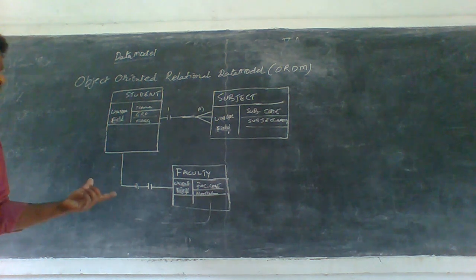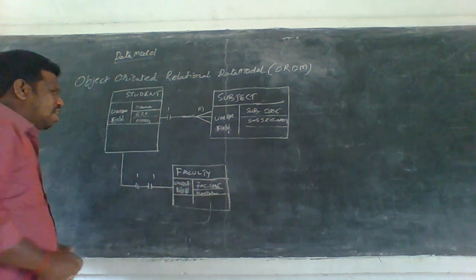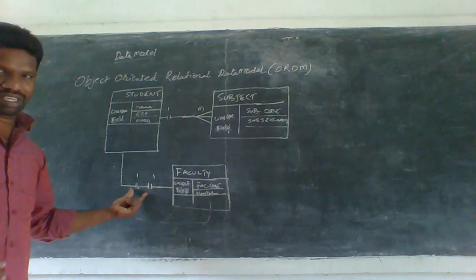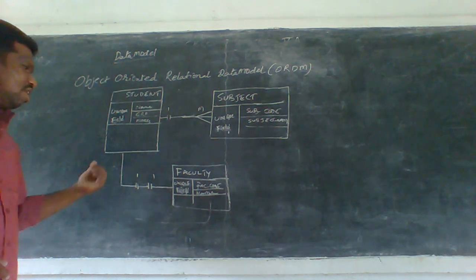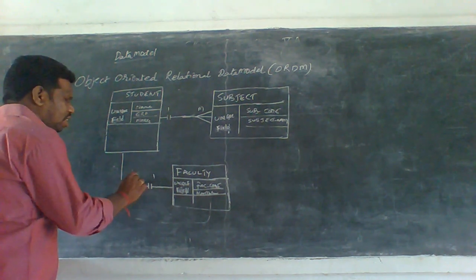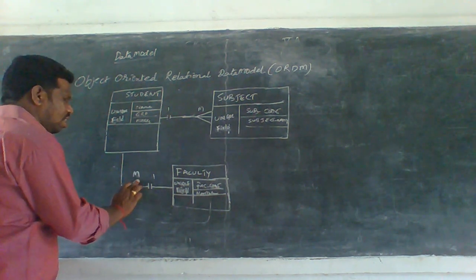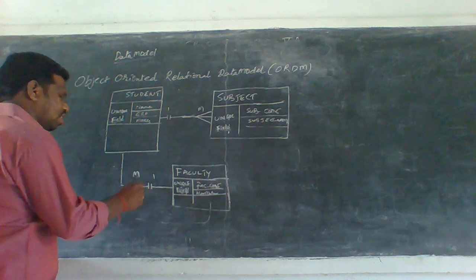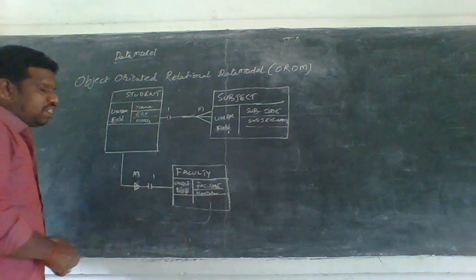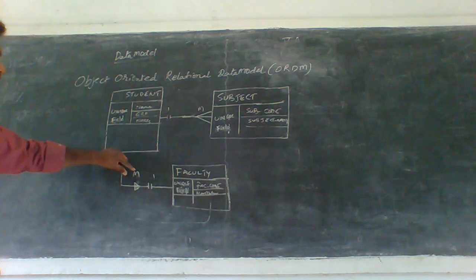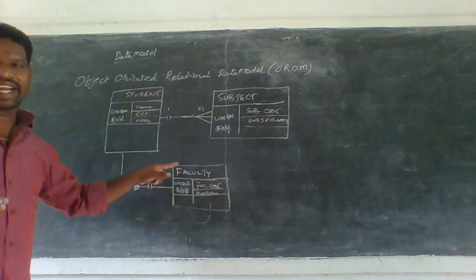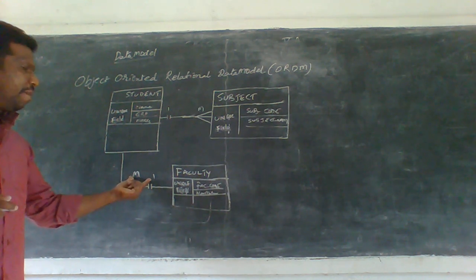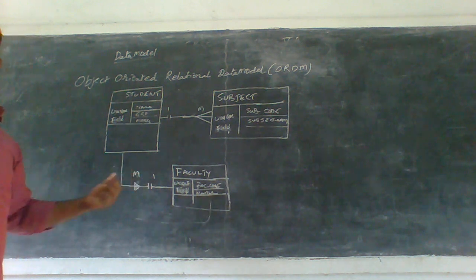So faculty means what? Here it is also a one to one association. Why? Because a single faculty teaches only one subject to the student. And not only a single student, many students are also here. So I would like to connect them as a many to one association. That means many students are available in the class, but one faculty can teach the subject. So in that association, a many to one association is possible.